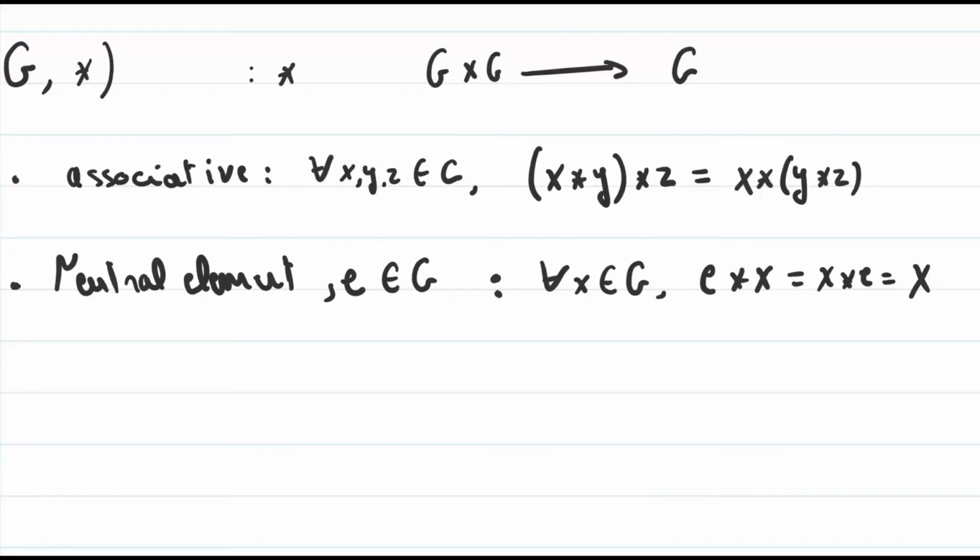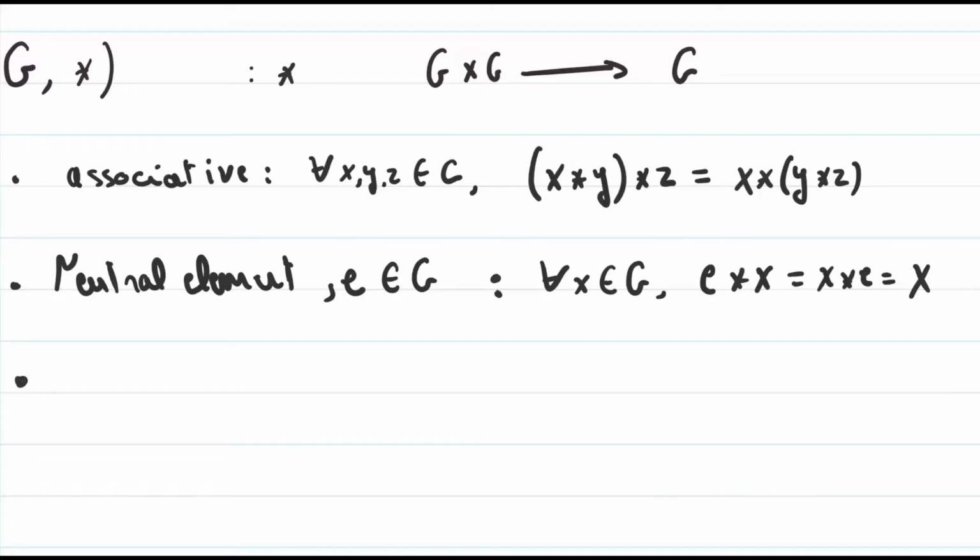Think, for example, of star as being, let's say, plus. The plus we know in R, and the neutral element is 0. For all x, x plus 0 is x, and 0 plus x is x. Or if you want, think of the operation being the multiplication, and the neutral element is 1.